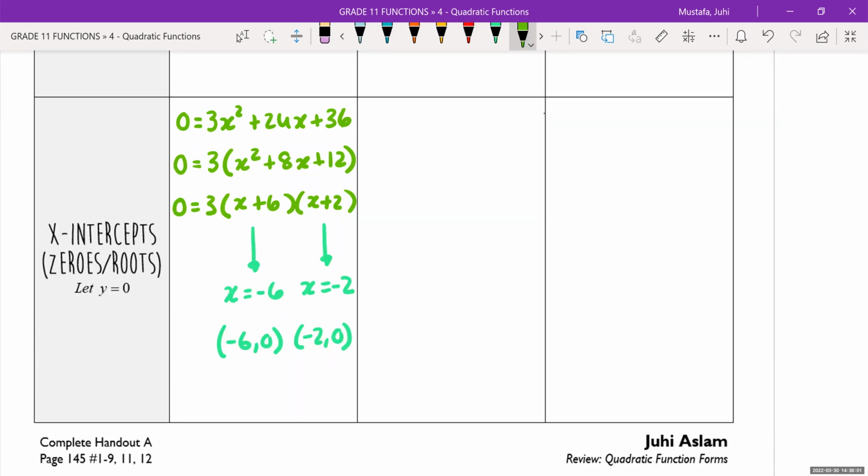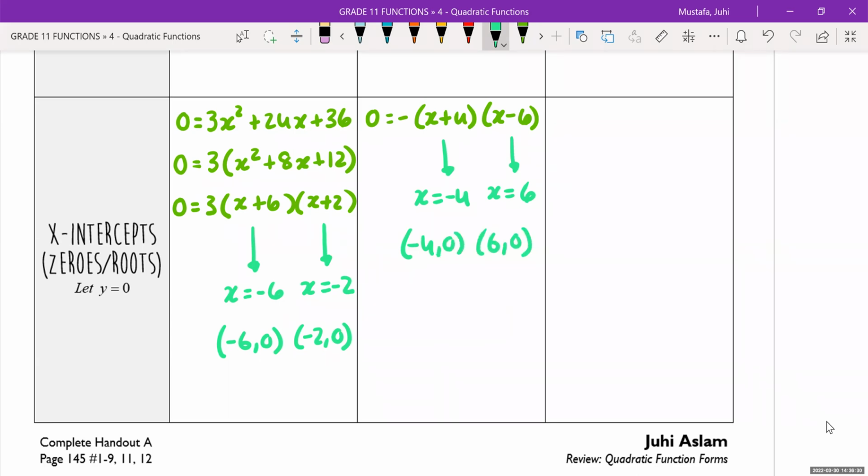Okay. For the middle example, it's already in factored form. So do we need to do any work for it? Nope. So I'll just write it again. We have negative x plus 4 and x minus 6. The work is already done. We just need to solve each one of these. So it's going to be x is equal to negative 4 and x is equal to 6. So our coordinates will be (-4, 0) and (6, 0).